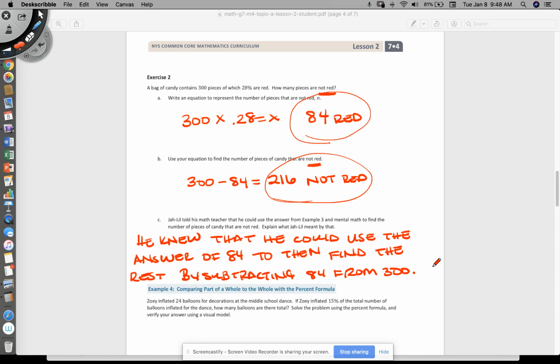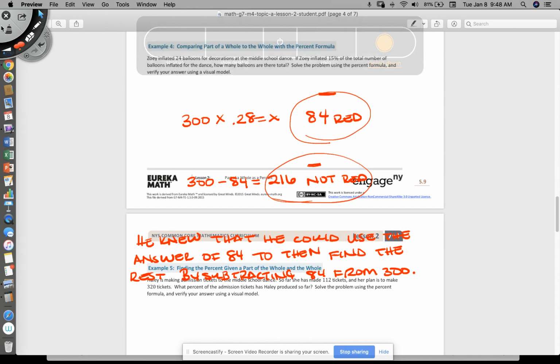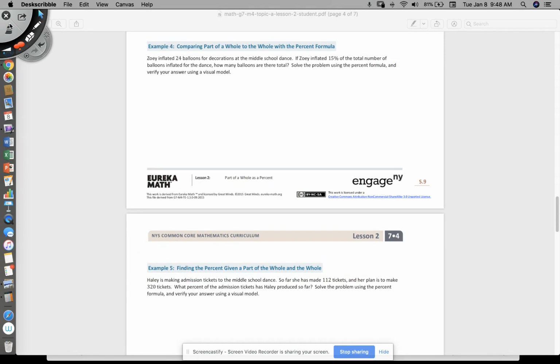All right, let's look at example 4. I'm going to scroll this up real quick because I can see that I'm going to need some workspace. Zoe inflated 24 balloons for decorations at her middle school dance. If Zoe inflated 15% of the total number of balloons inflated at the dance, how many balloons are there total? Solve the problem using the percent formula and verify your answer with a visual model.